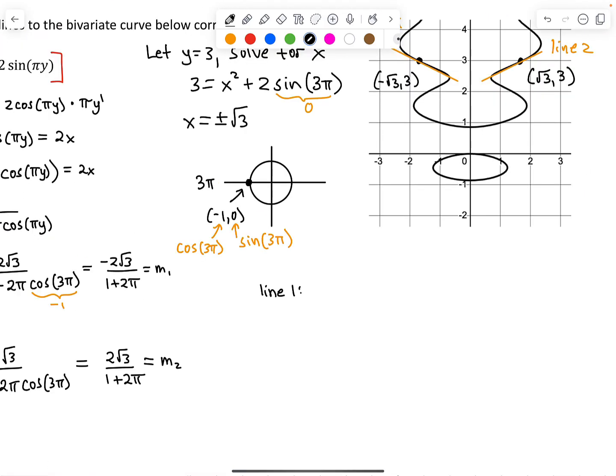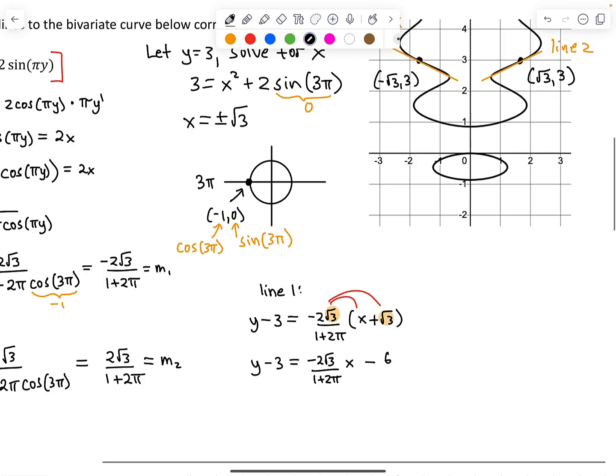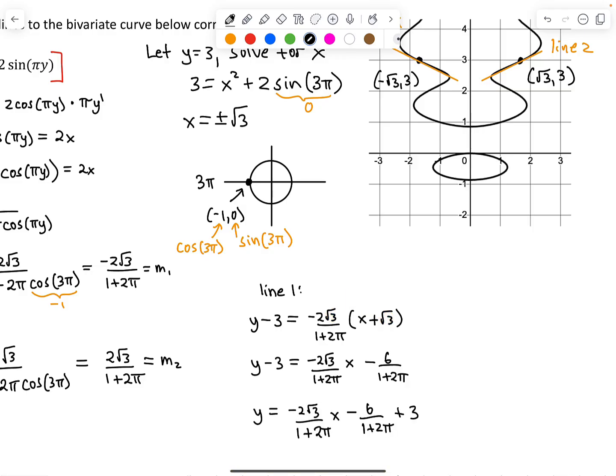For line 1, we do y minus the y coordinate, so y minus 3 is equal to the slope. This was negative 2 rad 3 over 1 plus 2 pi times x minus the x coordinate. So that's x minus negative rad 3 or x plus rad 3. I'm going to go ahead and distribute this slope. So that slope times x and then minus. And when I do rad 3 times this rad 3, I just get 3 times that negative 2 will be negative 6 over 1 plus 2 pi. And now add 3 to both sides. And we'll just leave our answer like this.